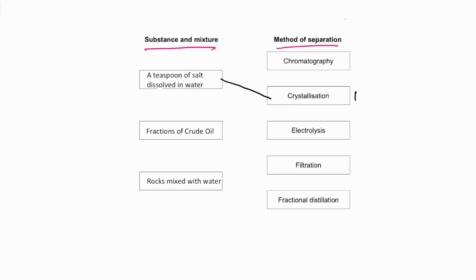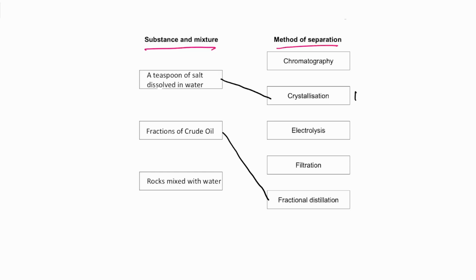And the last one, fractional distillation, would work because in crude oil you have lots of different mixtures of oil all mixed in together, and they have different boiling points depending on the length of their carbon chain, and therefore if you use a fractionating column they will condense at different stages.